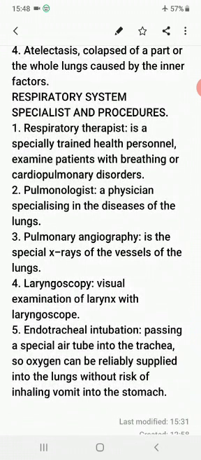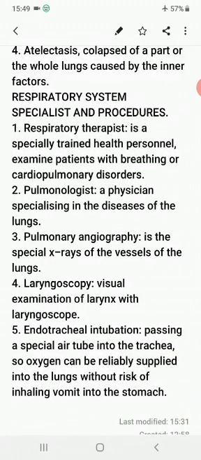Number 3, akwai pulmonary angiography, is the special x-ray of the vessels of the lungs. Pulmonary angiography, an ce angiography, x-rays of the blood vessels, shi ake kira angiography. Pulmonary angiography kuma x-rays of the blood vessels of the lungs. Misali x-rays of the pulmonary arteries, x-rays of the pulmonary veins. Yawa. Akwai number 4, laryngoscopy, visual examination of the larynx with laryngoscope.